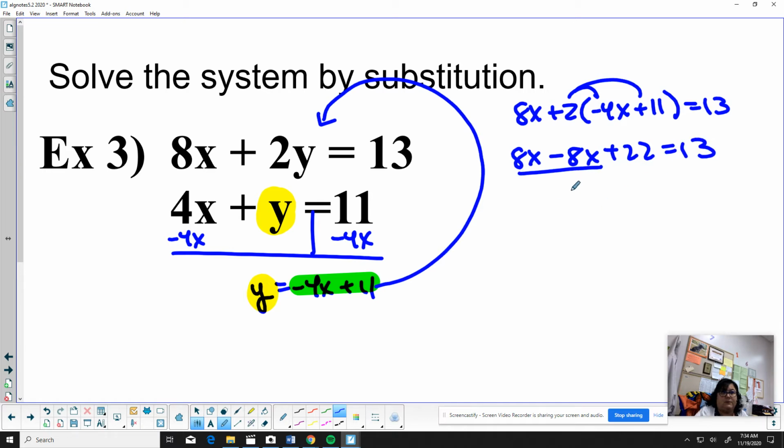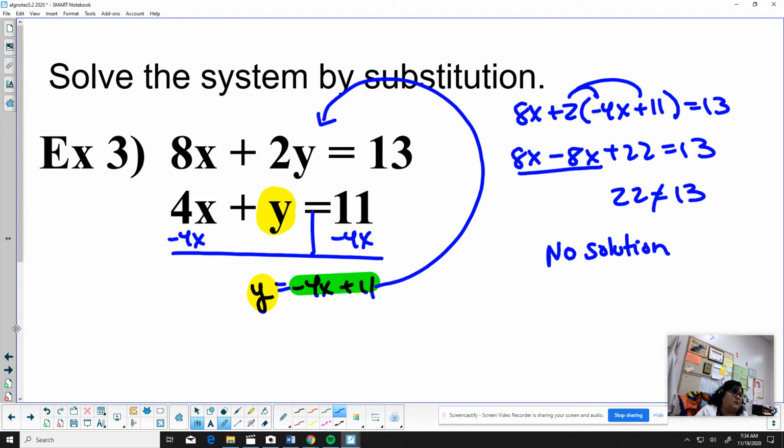Combine like terms. Well, those two cancel. So this says 22 equals 13. Well, that's not true. That's false. So the answer is no solution. And since the answer is no solution, that means that these lines are parallel or have the same slope.